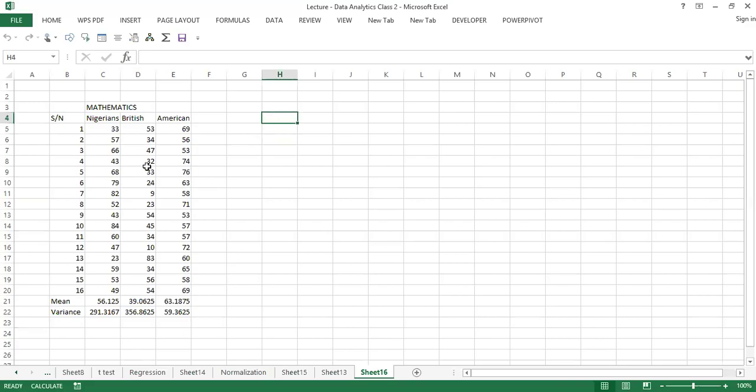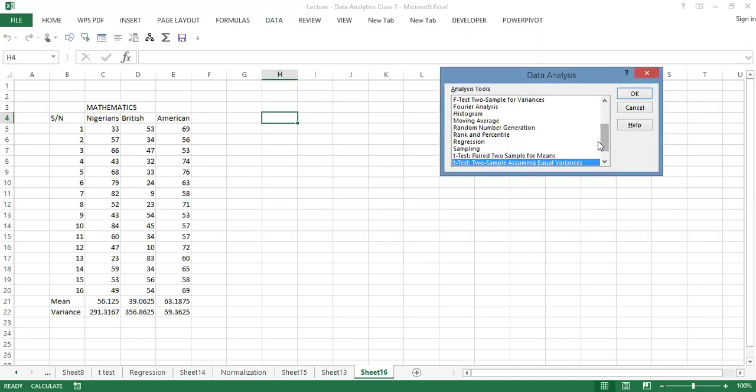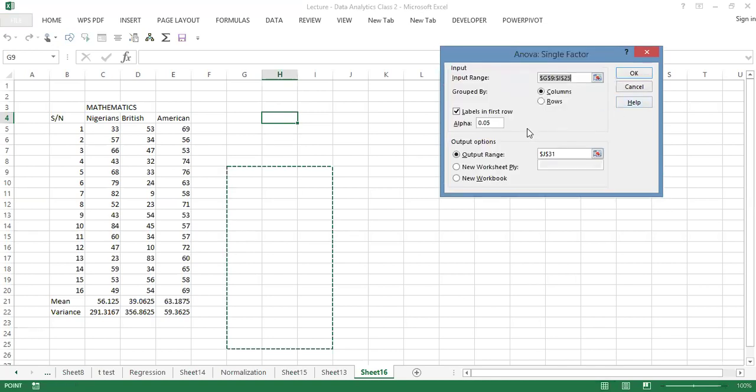So to do the ANOVA test, just go to your data tab, data analysis. You scroll to ANOVA. This is a one-factor ANOVA. Why? Because we are dealing with one factor here, which is nationality. Okay? We are doing nationality. We are comparing based on nationalities.